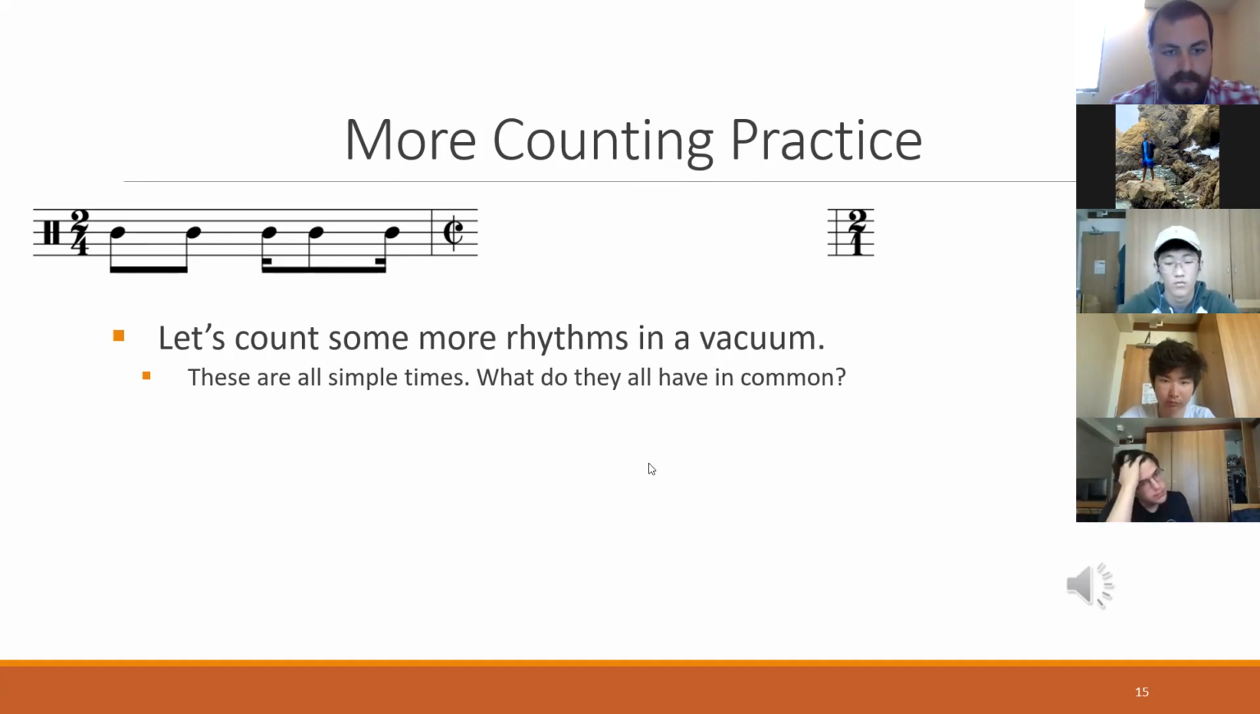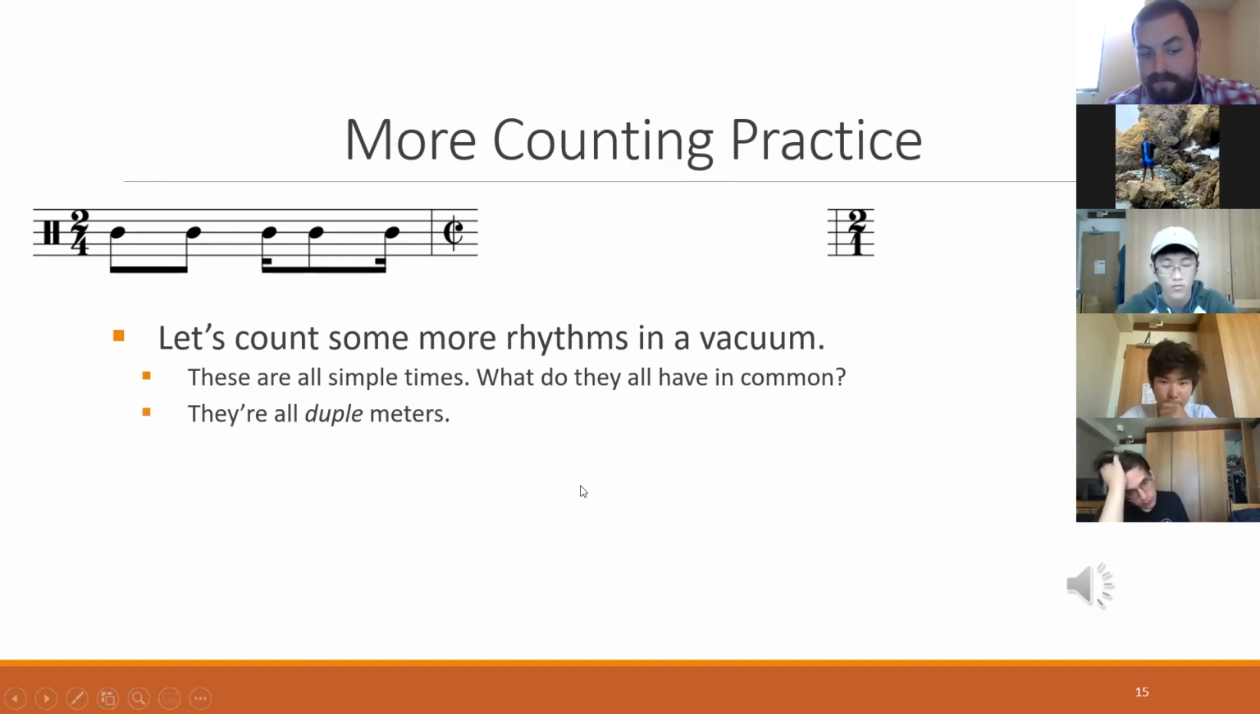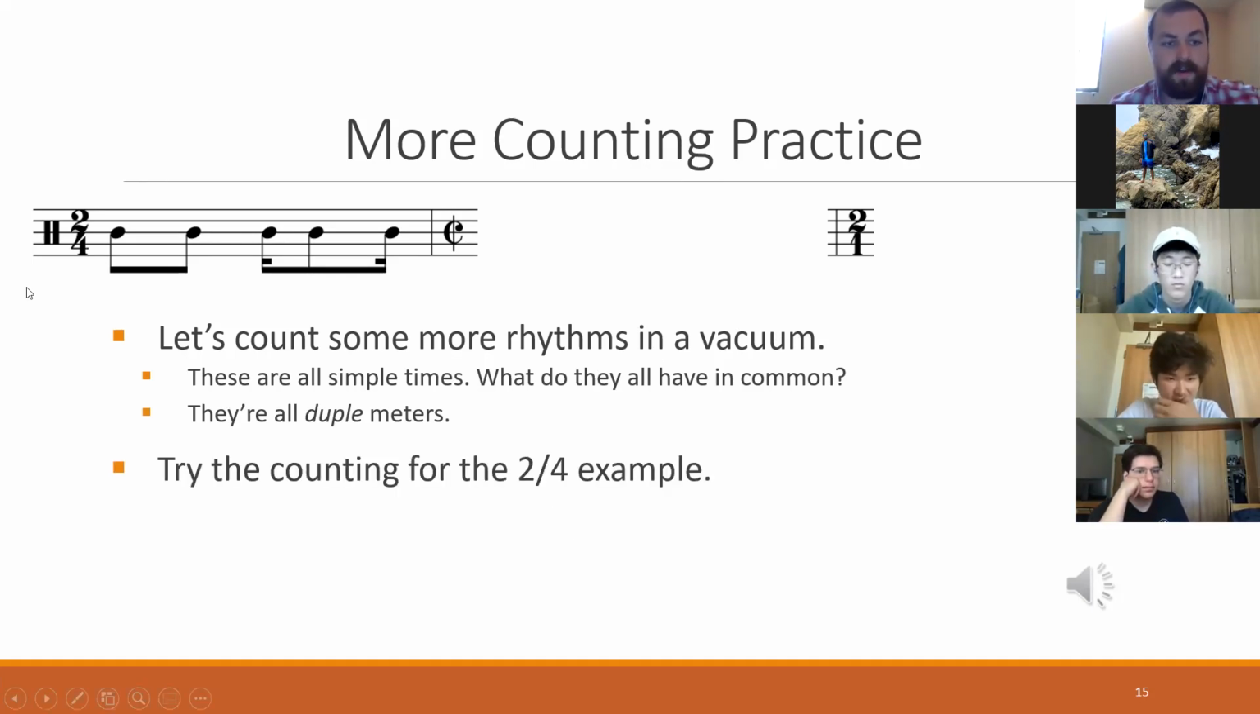So they're all duple meters. They're all in 2. Duple, simple, or simple duple. The order doesn't really matter there. So try counting the 2-4 example. This is a pretty short rhythm. I'll give you some time.